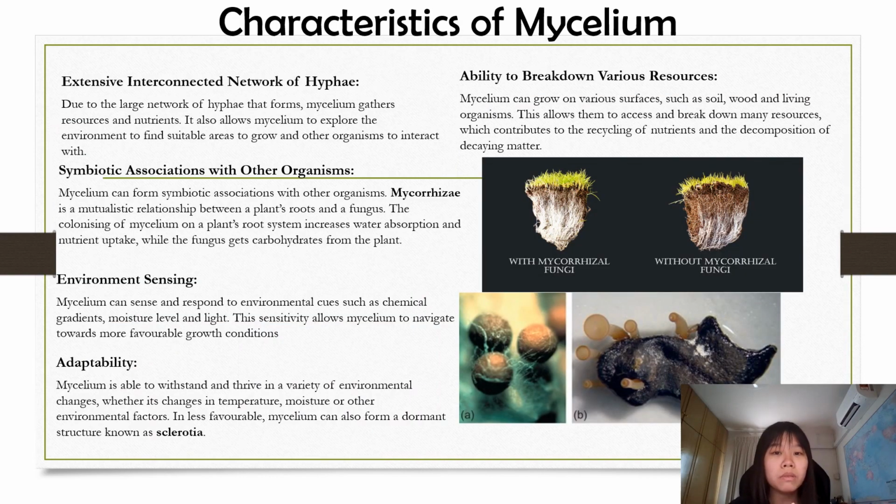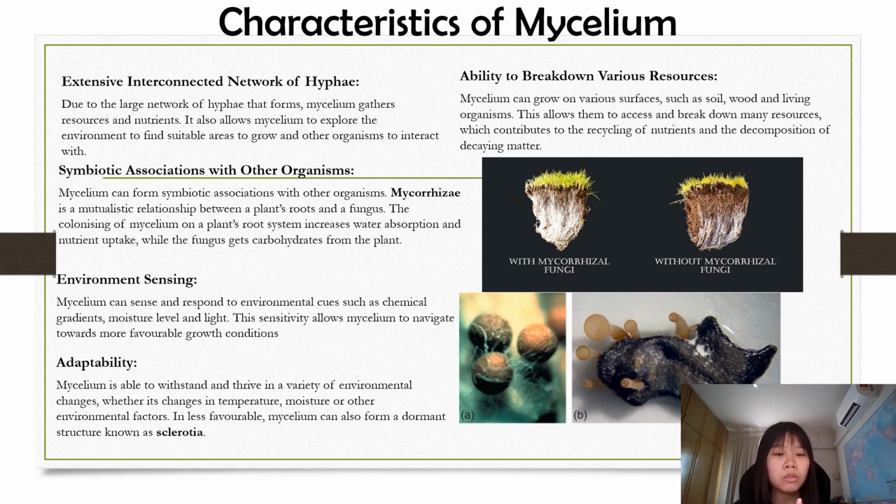The extensive network made from hyphae's apical tip growth allows mycelium to reach more resources and nutrients. Additionally, it allows mycelium to explore more of its environment and interact with other organisms. It is able to interact with other organisms and gives mycelium the ability to form symbiotic associations with them. For example, mycorrhizae is the mutual relationship between a plant and a fungus that increases the plant's water absorption and the fungus's carbohydrate intake. Since it's able to sense changes in its environment, mycelium is able to grow in areas with more favorable conditions to produce a fruiting body.